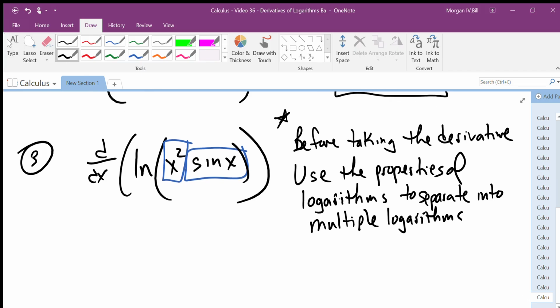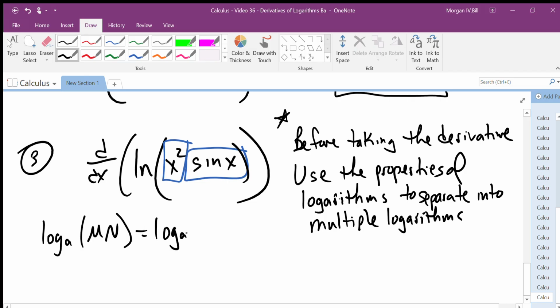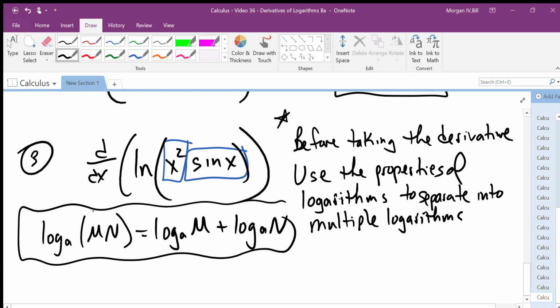Instead of the derivative of this, we're going to look at this as property of logarithms. And the property we're using here is, let me back up. The property is the log base a of m times n is the log base a of m plus log base a of n. If you have two things, m times n, two functions multiplied inside of a logarithm, you can write them as two separate logarithms added, right?